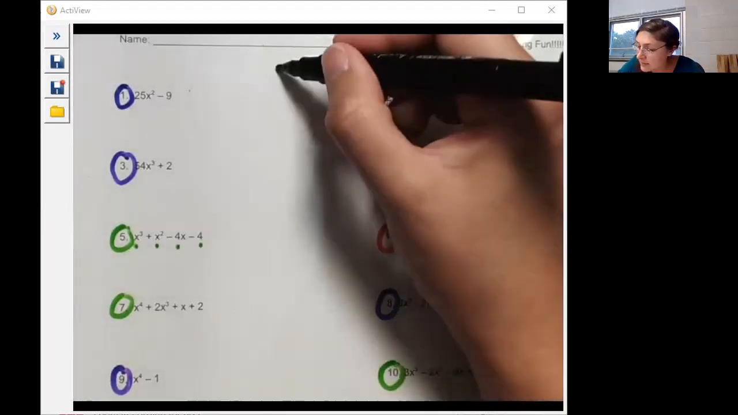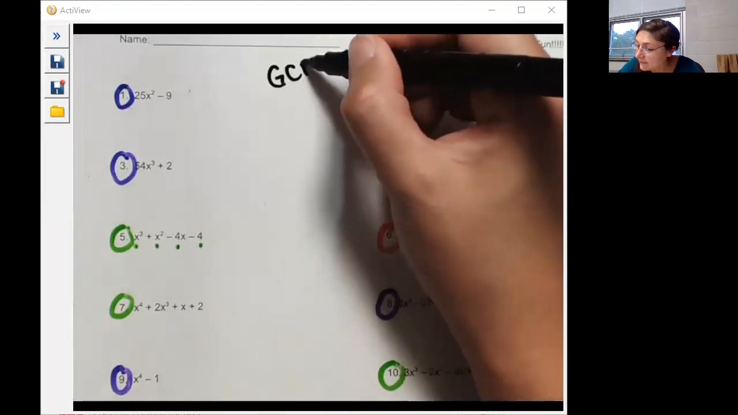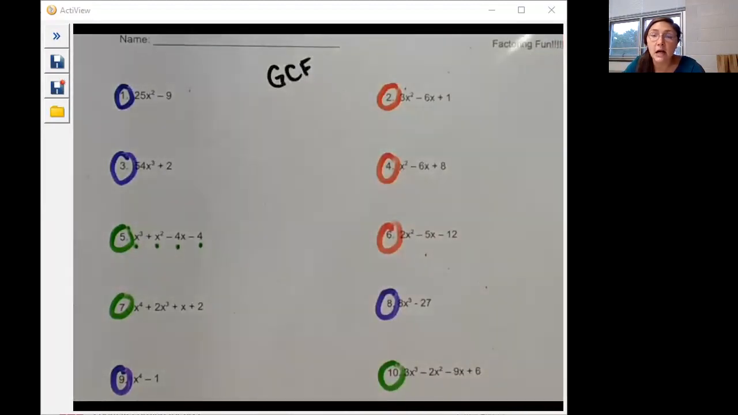So greatest common factor, or a GCF, means that there is some factor common, right? Greatest common factor, some factor that's common to every single term in my polynomial. Another way to say that would be that I can evenly divide every single term of my polynomial by the same number, okay, or by the same variable.